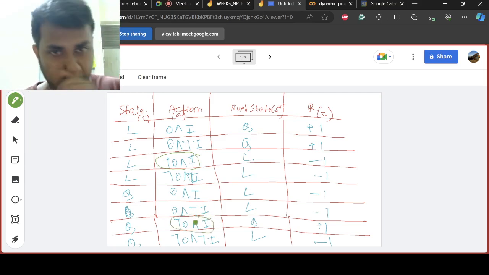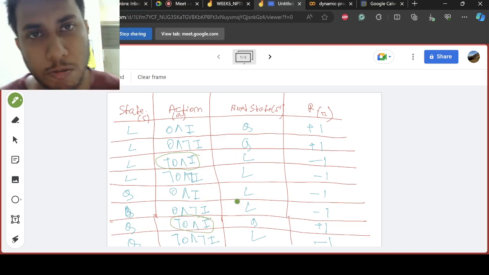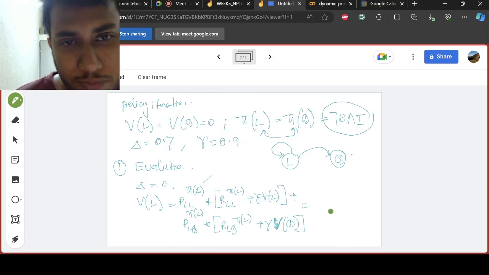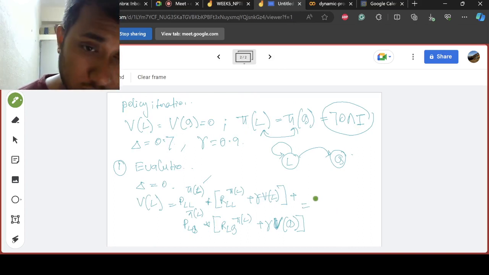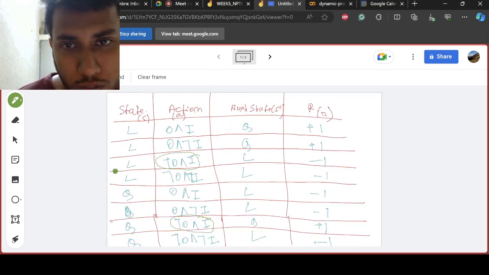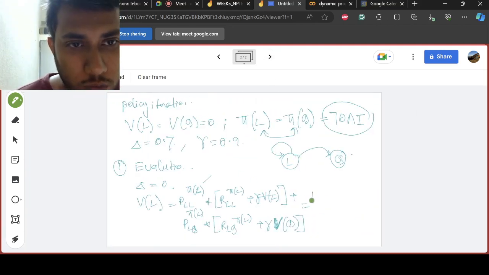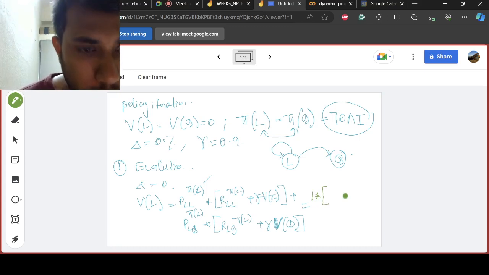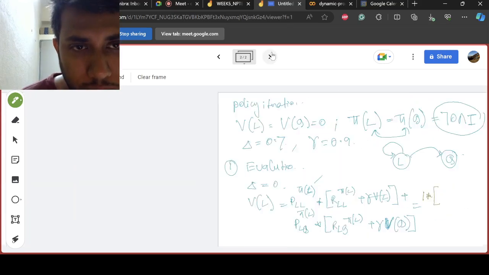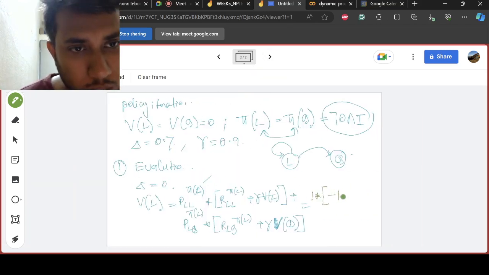Okay. So you can go from L to L or from Q to Q. Okay. Good. L to L and Q to Q. So there is only one action. L to L, it can go from L to L, so we will definitely pick up this one. So the probability is 1 because there is only one. Then what is the reward? The reward is -1. If I am correct, reward is -1 plus gamma, which is 0.9, into VL.